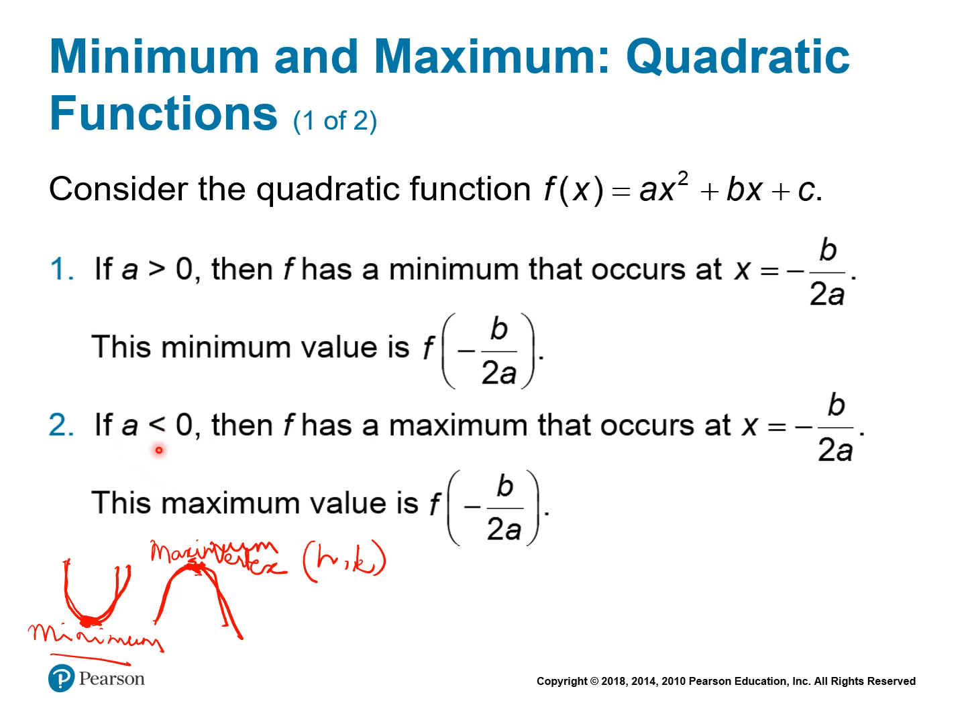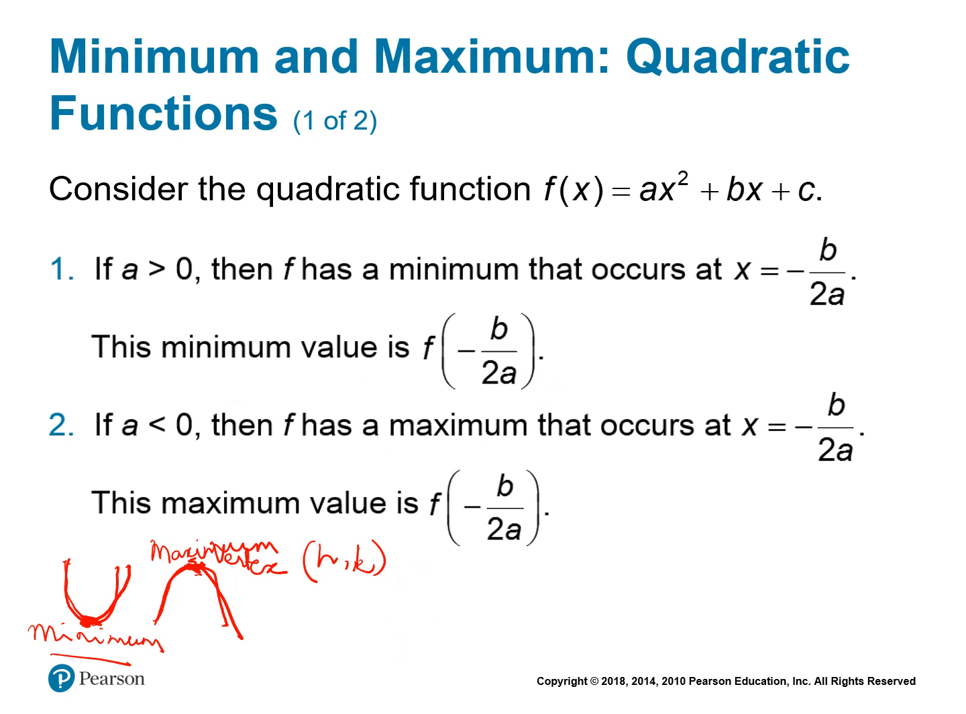So it says if a is less than 0, that means if a is a negative value, we've learned that before, then f has a maximum point, a peak at x equals negative b over 2a. Again, this is the formula to find the h coordinate of the vertex when the function is in the standard form of ax squared plus bx plus c. Now, the minimum value is f of minus b over 2a.